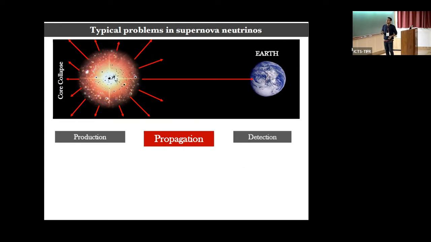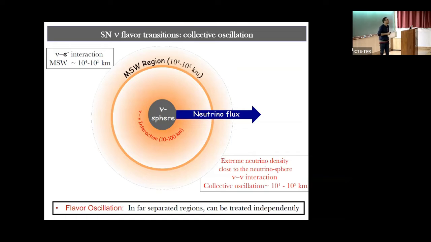Now, what about this propagation or oscillation? The oscillation inside supernovae is very non-trivial, because all three flavors are present. These neutrinos, while coming out from the center of the core, from what we call the neutrinosphere, the last scattering surface of the neutrinos coming out of the supernova core, can interact with the electrons, and you have the typical MSW oscillation, but that happens pretty far away, some 10^4 to 10^5 kilometers. But neutrinos very close to the core can also interact with other neutrinos, because the density of neutrinos is extremely large close to the core, on the order of 10 to 100 kilometers.